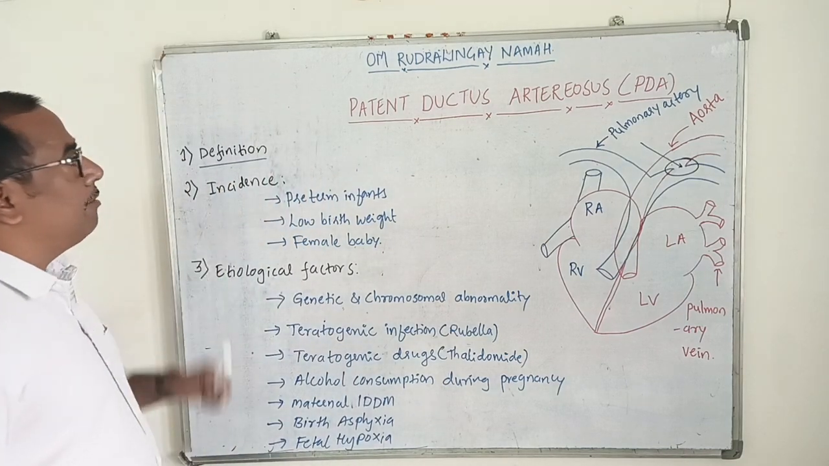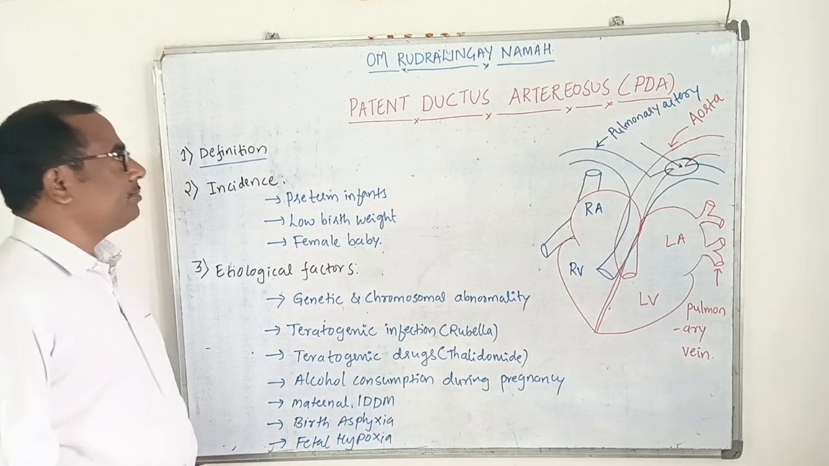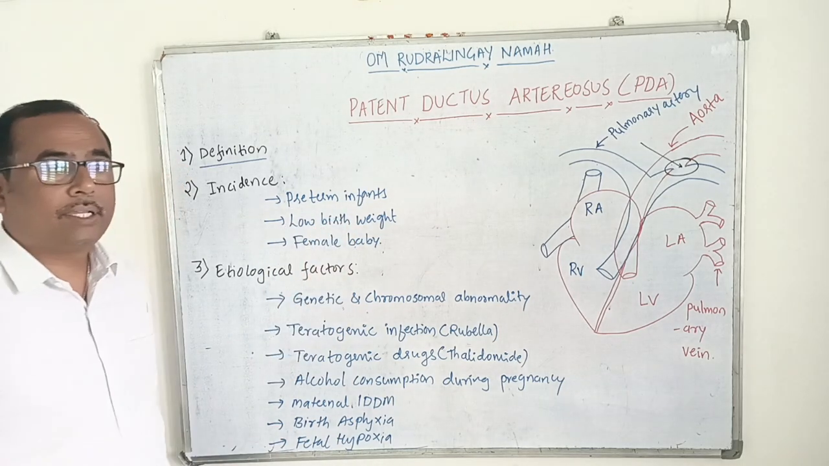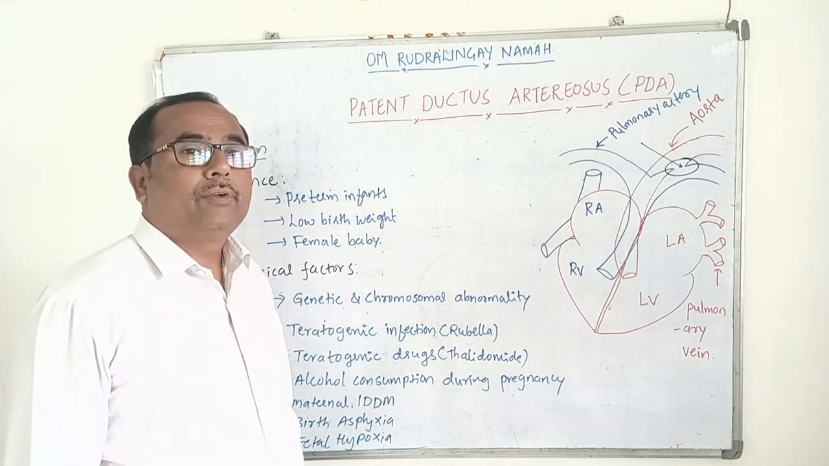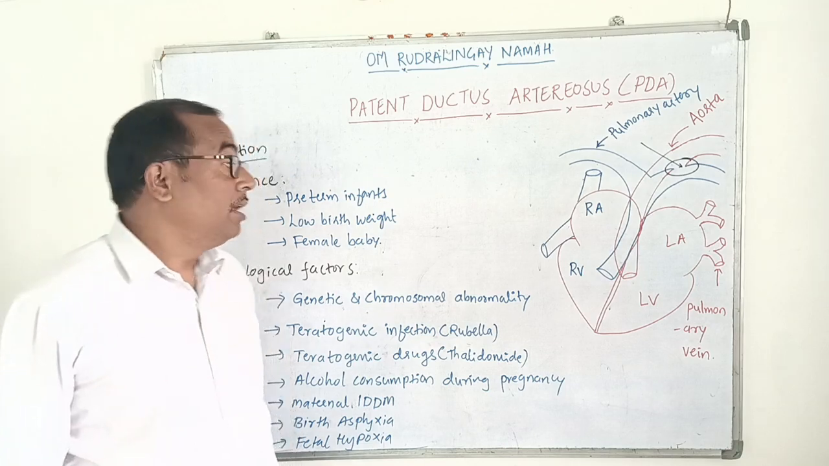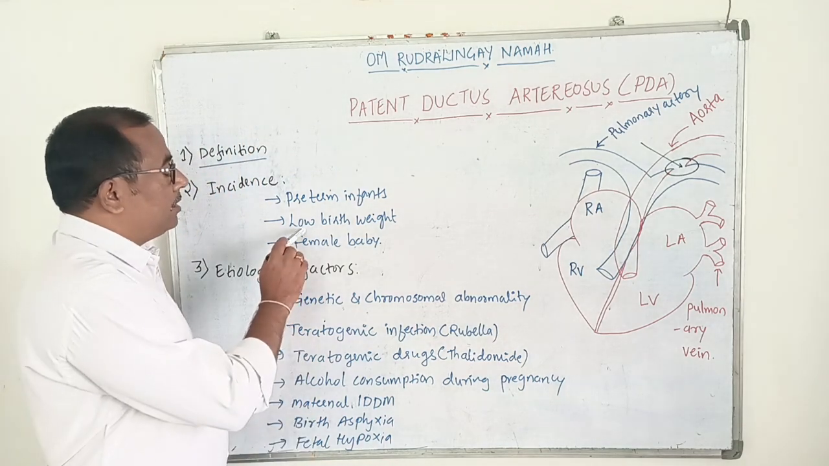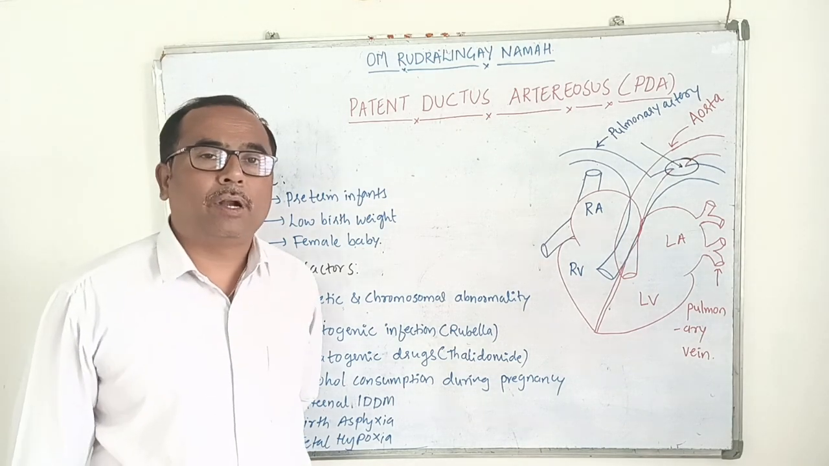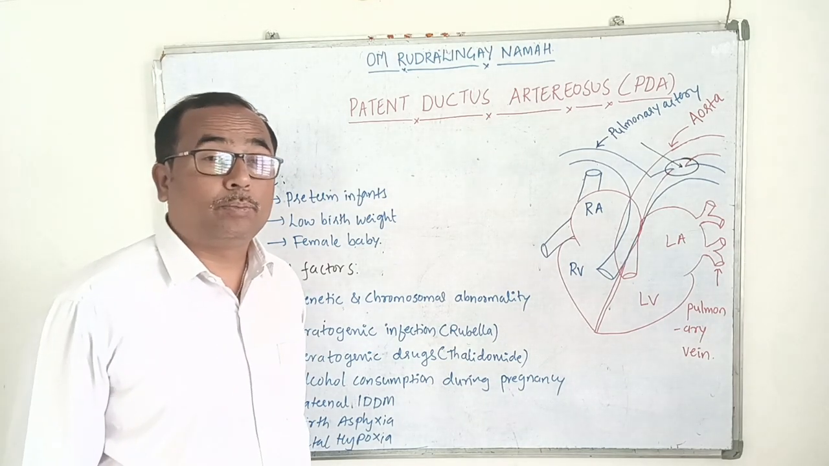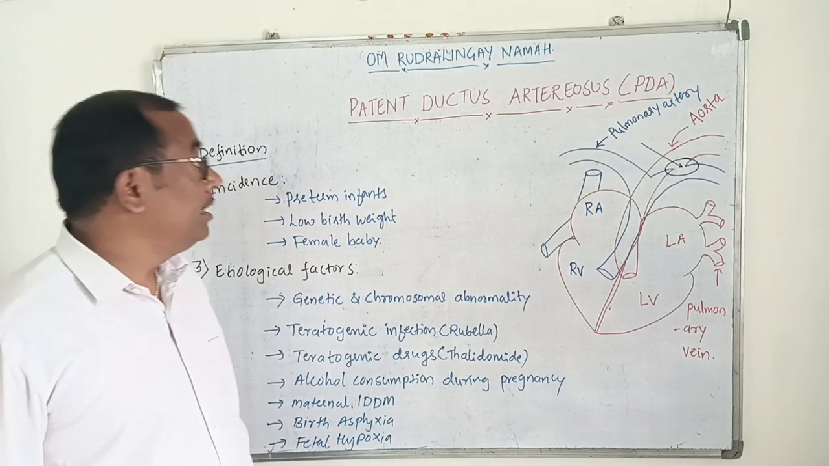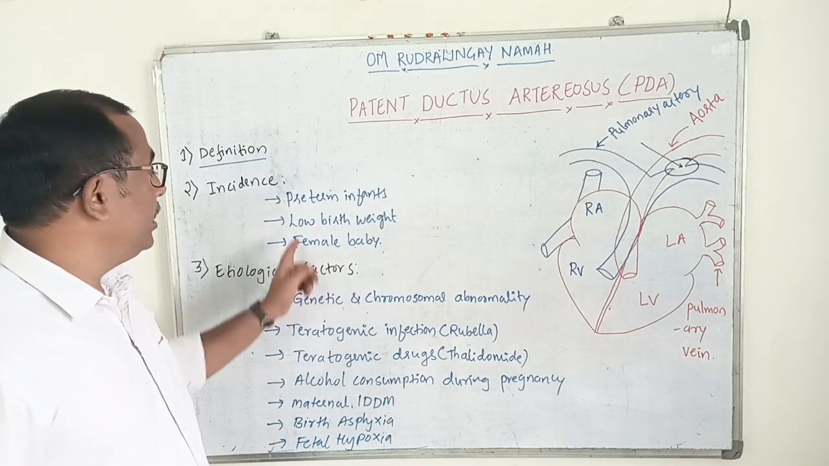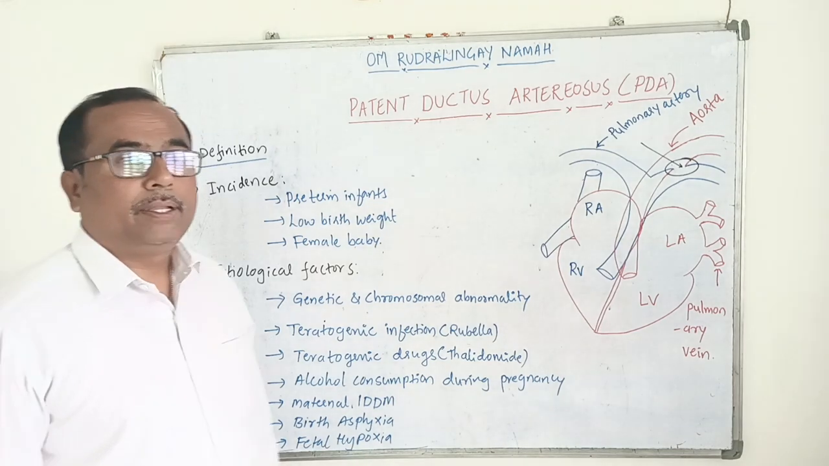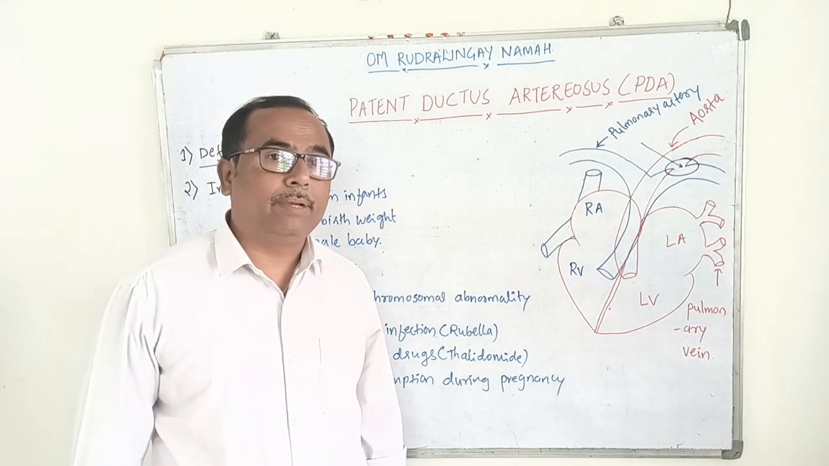Now, what is the incidence of this patent ductus arteriosus? It is most commonly found in preterm infants, that is, infants born before 37 weeks of gestation. It is also commonly found in low birth weight babies, whose birth weight is less than 2.5 kg. Next, PDA is also most commonly found in female babies.